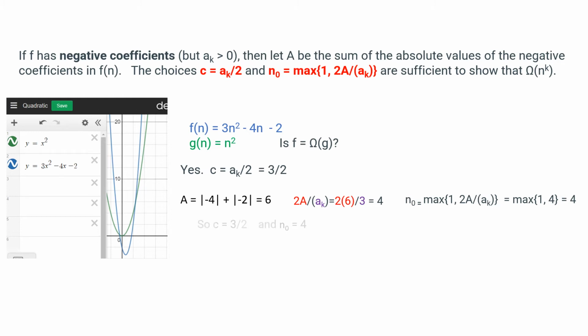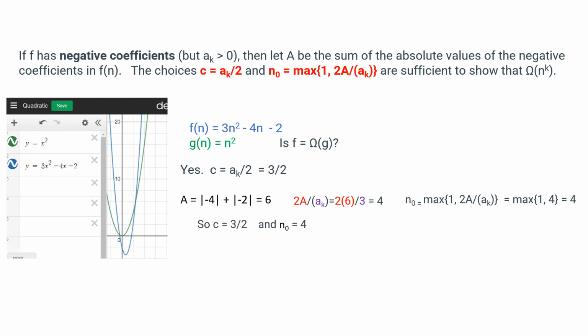So this is what we would say here for the witness to the fact that this polynomial is omega of n squared. We'd say C is 3/2 and N naught is 4. Now, we're not going to end up having to go through some algebraic proof on this category of functions, on this category of polynomial functions.